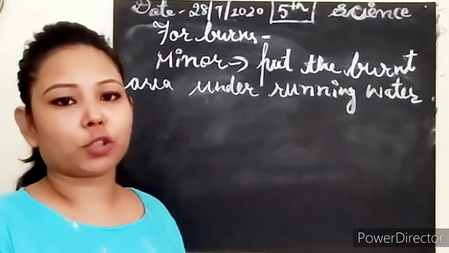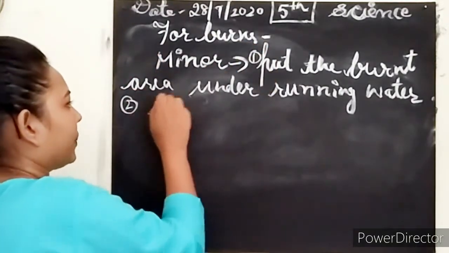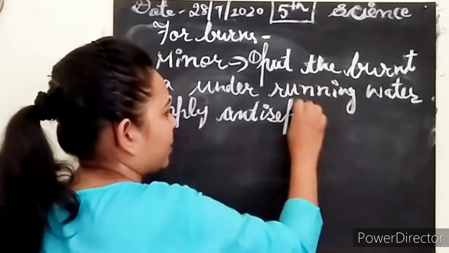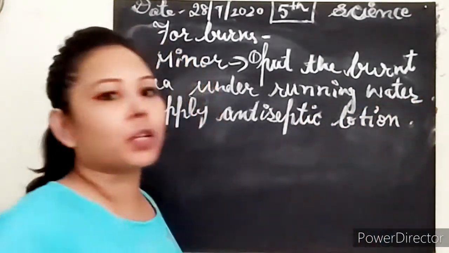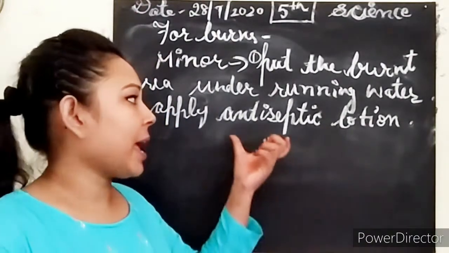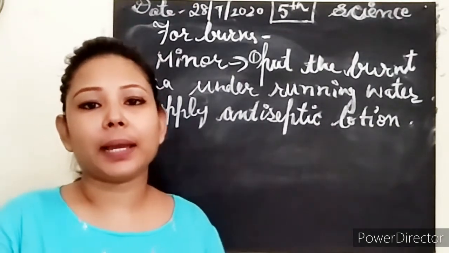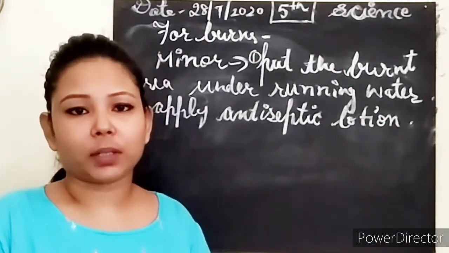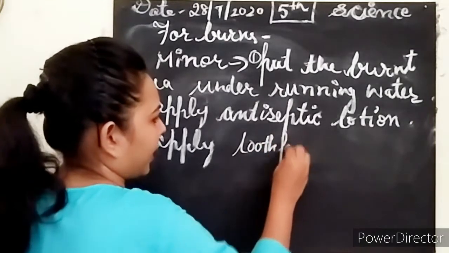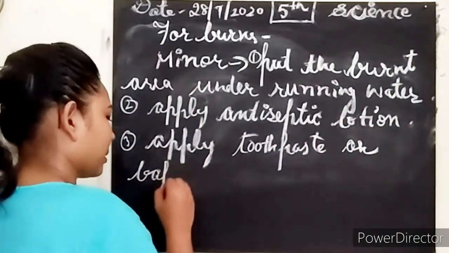And the second thing that you need to do is to apply an antiseptic lotion or cream, so that your burn would not get attacked by bacteria. Got it? And for example, if you do not have antiseptic lotion or cream, then what do you do? In that condition you need to apply toothpaste or baking soda.